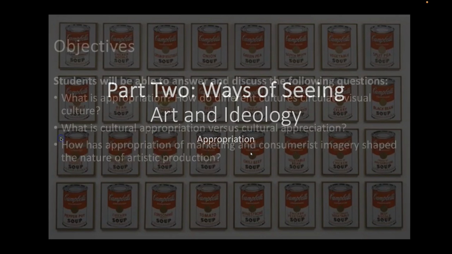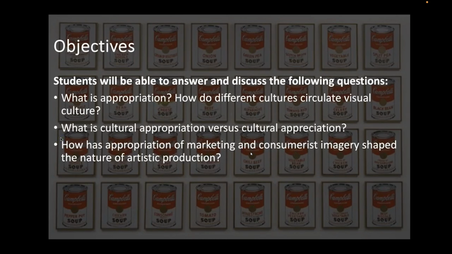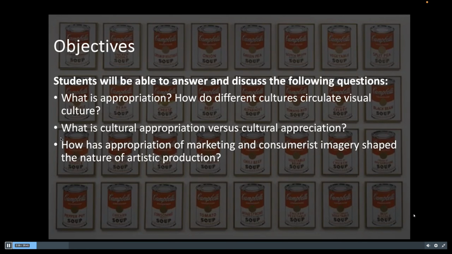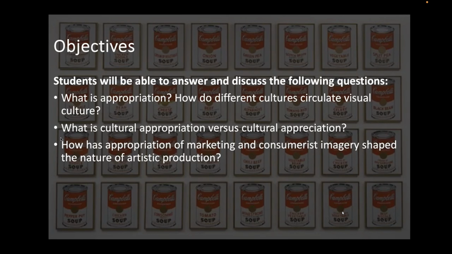And so the goal of today is to walk us through some visual examples of appropriation and talk about it cross-historically and globally. So by the end of this lecture, you will be able to answer the following questions. What is appropriation? What do we mean by appropriation when we're thinking about art and visual culture? How do different cultures circulate visual culture, right? And not only amongst themselves, but with different regions and peoples too.